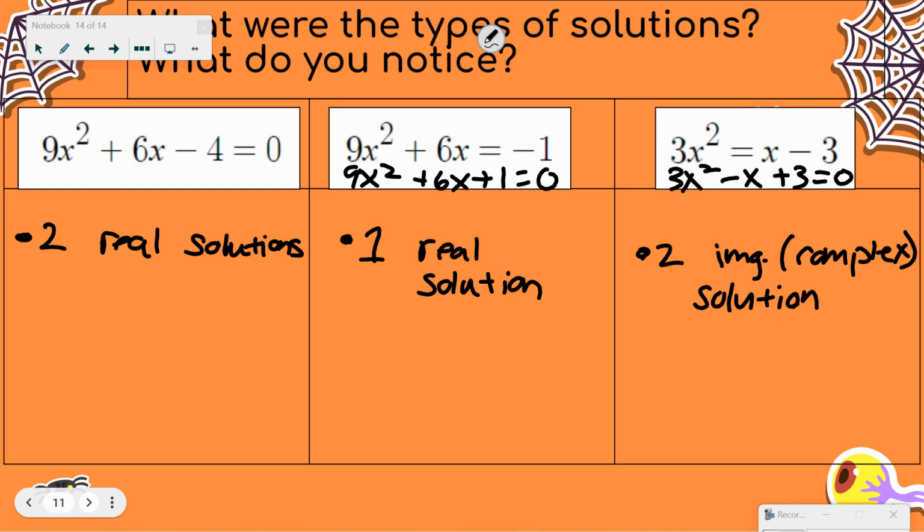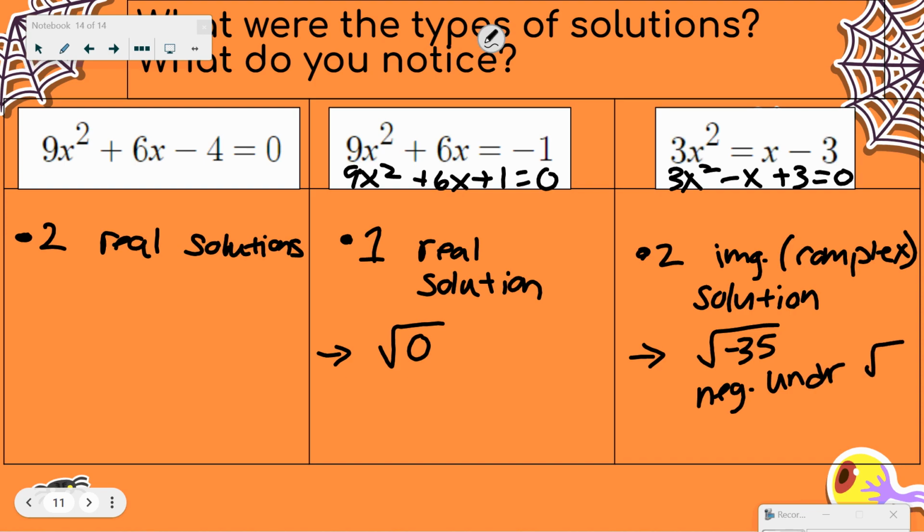Now we talked a little bit with our second example about why this happened with only getting 1. Who can remind us, why did we only have 1 real solution in our second example? Square root was 0. Good job. We ended up with our square root being 0. That's why we only had 1 real. Why did we end up with 2 imaginary? What happened with our square root? We had a negative in it. Good job. We had the square root of negative 35, right? So we had a negative underneath our square root.